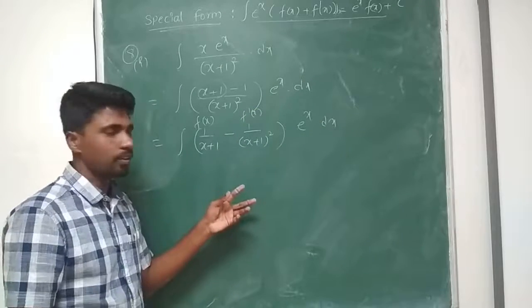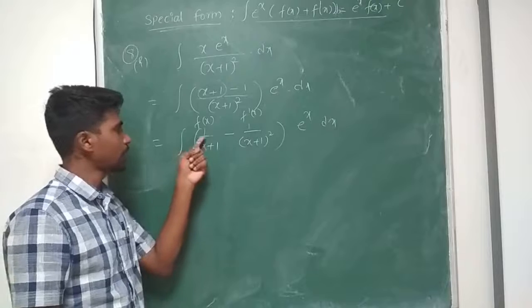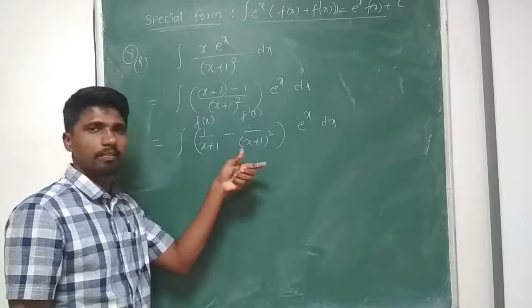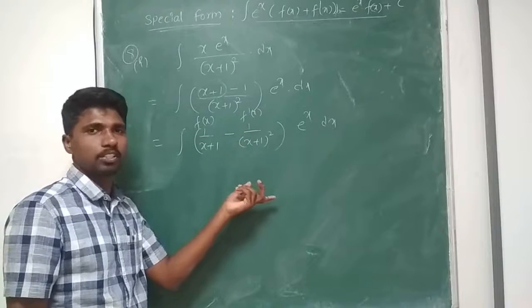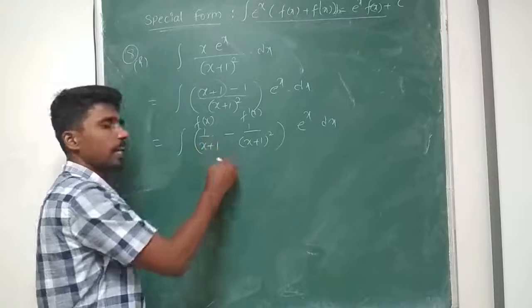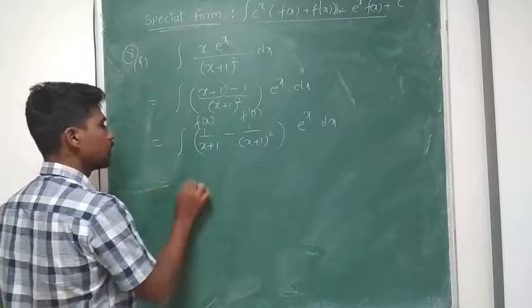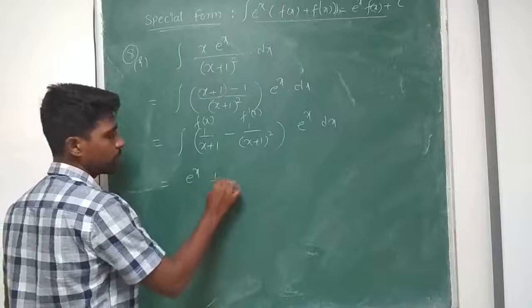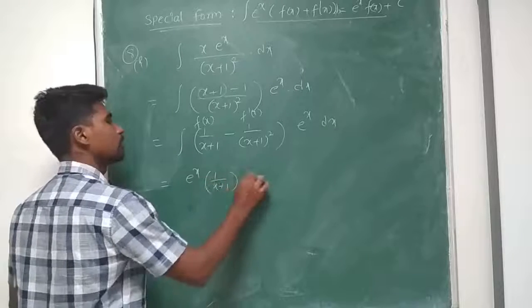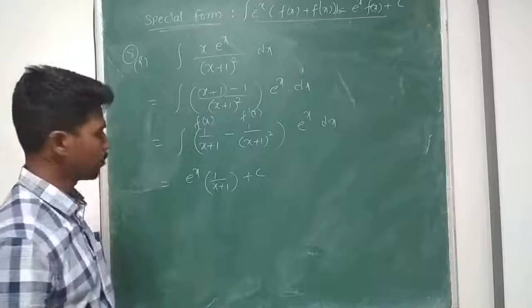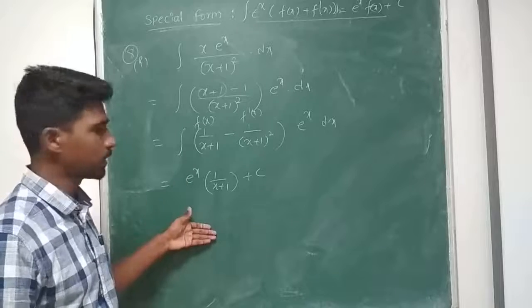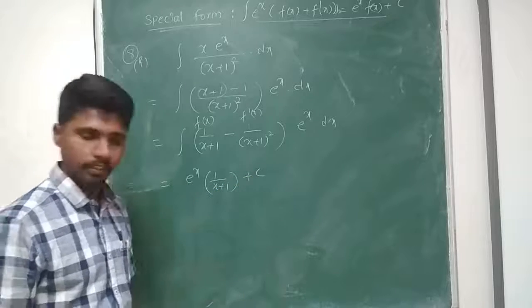As we just solved, if I have f of x as 1 by t, f dash of x is minus 1 by t square. So in place of t I have x plus 1. So what is our answer? Our answer is e power x into f of x, which is nothing but 1 by x plus 1 plus a constant c. So the answer is e power x by x plus 1 plus a constant c.